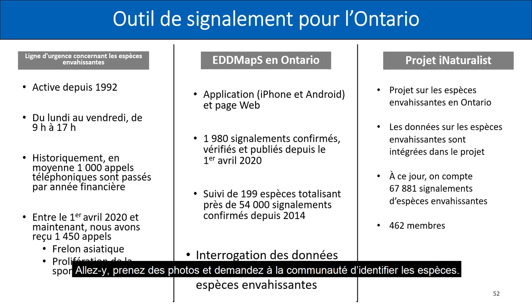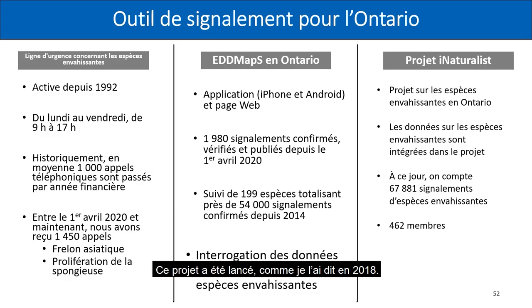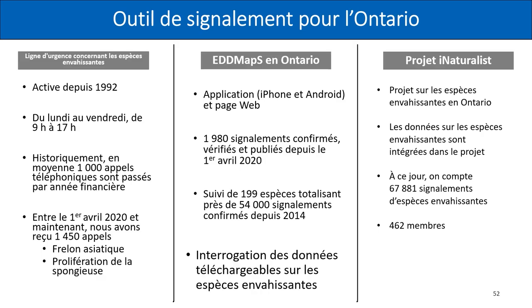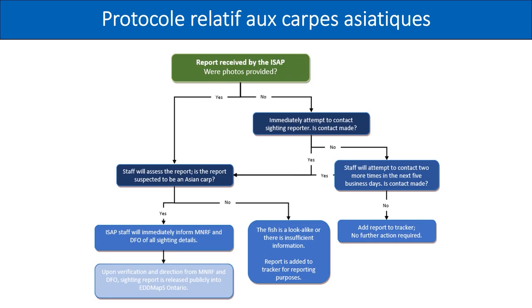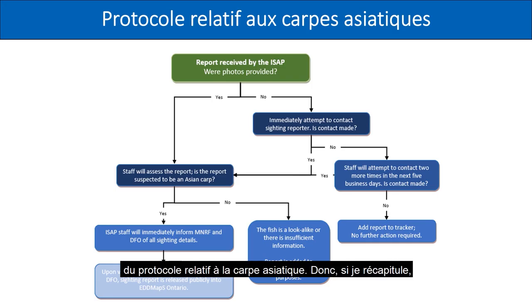And then new to a couple of years now, I guess, is the iNaturalist project. So invasive species in Ontario. If you're not familiar with iNaturalist, it's a great web page for people, naturalists, to go on, submit photos, and have them ID'd by the community. And this project was started, like I said, in 2018, and to date has almost 70,000 invasive species reports. And our project itself has over 450 members. Next slide, please.